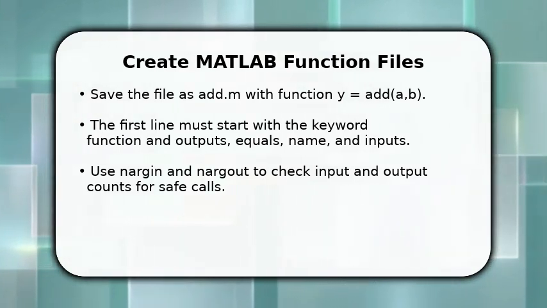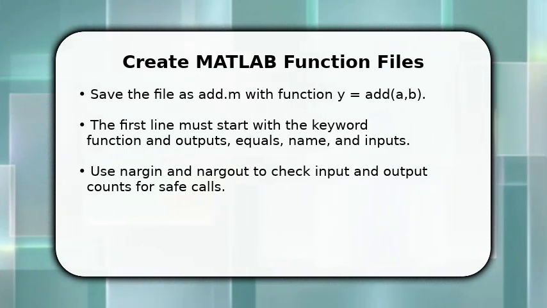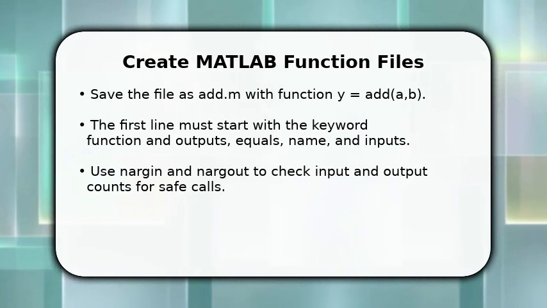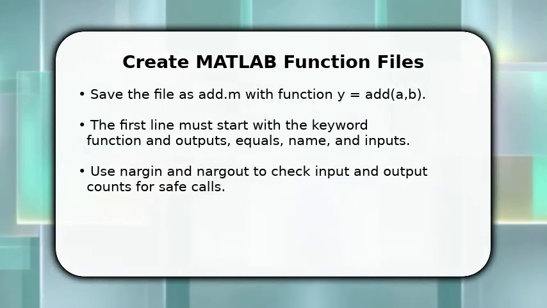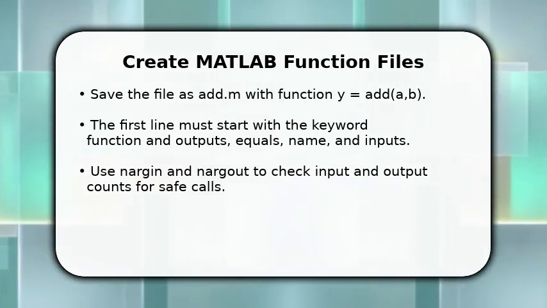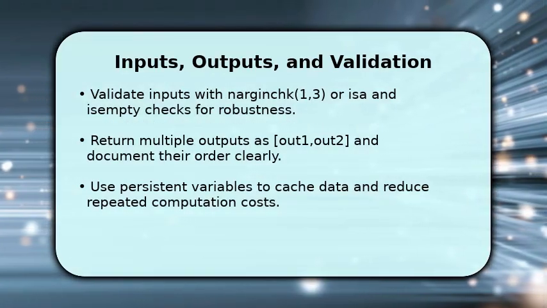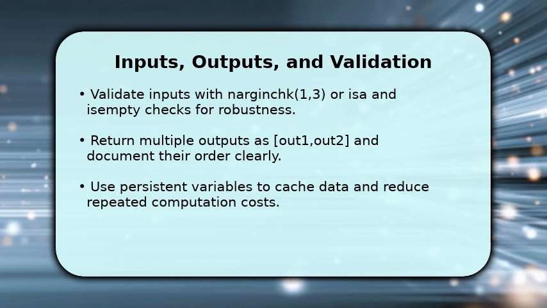Include comments on the second line that briefly describe behavior and input types. Use nargin and nargout to check input and output counts for safe calls. Test basic usage from the command line after saving. Design your function signature to clearly state required inputs and expected outputs.